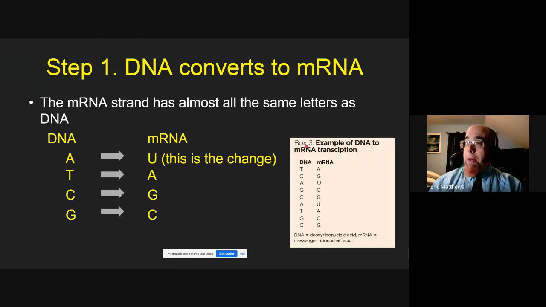Now, if you look over here in the box 3 insert, here's our DNA chain. T, C, A, G, C, A, T, G, C. Now, the messenger RNA copy of that will be this pairing. So T will link to an A, C will link to a G, A will link to a U, et cetera, et cetera. And you can go down the whole list.